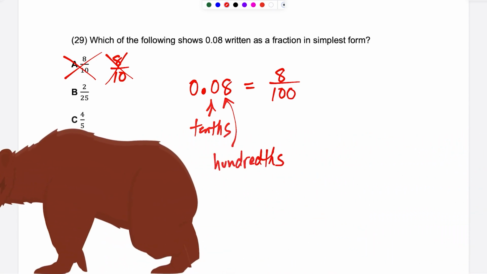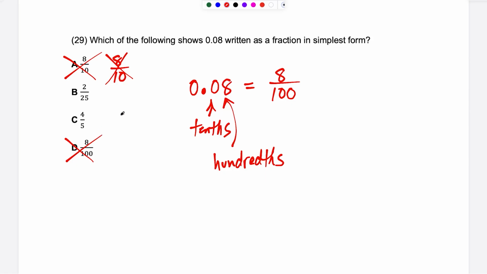But no, choice D is another bear trap, okay? The question says to write the fraction in simplest form. So now we would have to reduce this fraction. So we are going to divide the numerator and denominator here by 4. Okay, so we're going to divide the top and bottom by 4. That is the greatest common factor of 8 and 100. 8 divided by 4 is 2. And 100 divided by 4 is 25. So choice B, 2 over 25, is our answer.